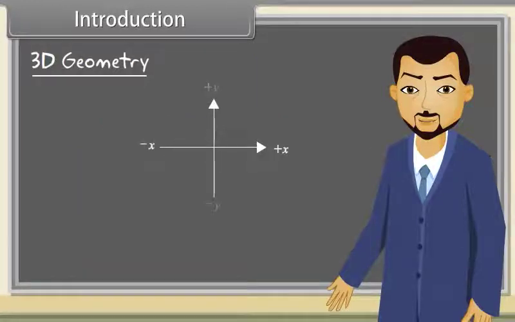Look at this figure carefully. The X-axis is along the length of the screen. The Y-axis is along the height of the screen. And the Z-axis will be the one coming out of the computer screen.